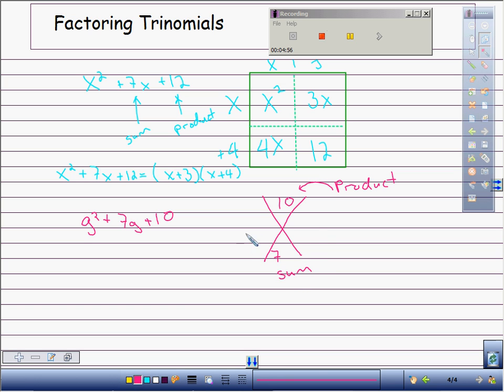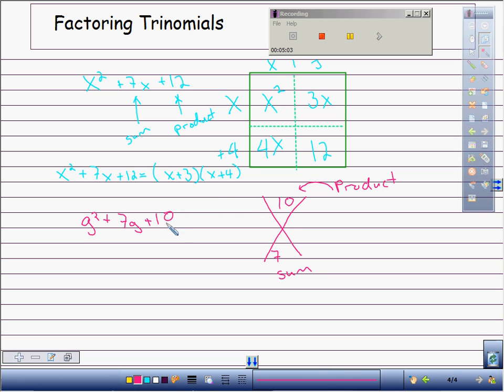Sometimes it's just simpler for people to think about it like this. What two numbers multiply to 10 and add to 7? Who's got it? Raise your hand. 2 and 5. Very good.